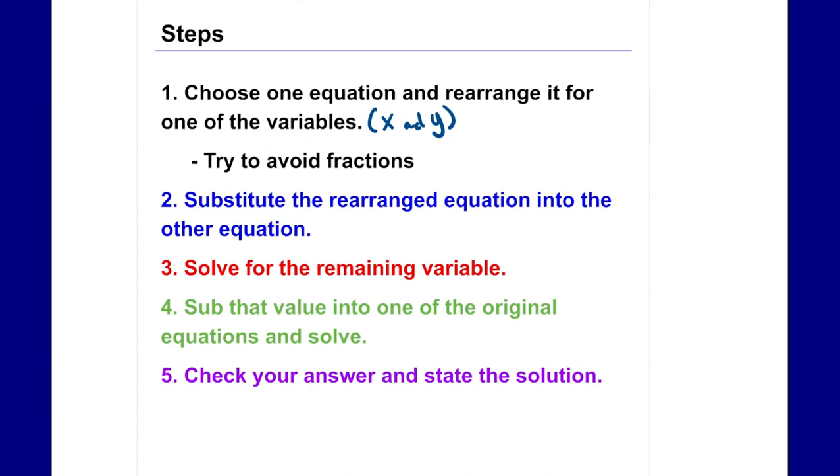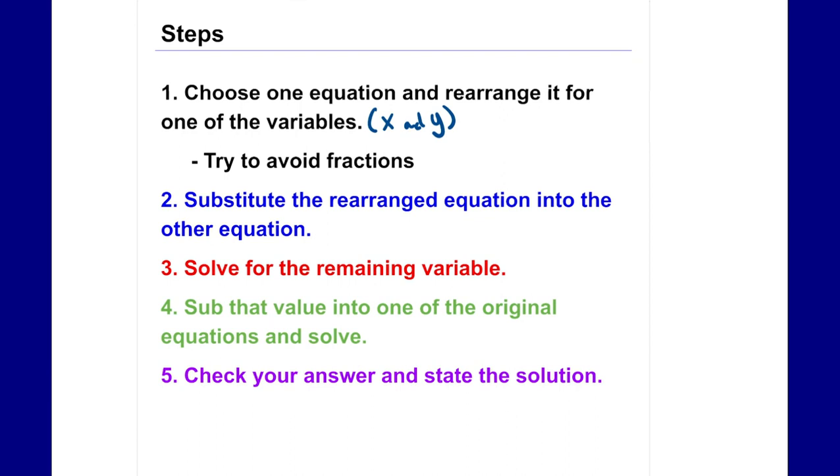When you're rearranging, you want to try to avoid fractions. What we mean by that is basically the variable you're trying to rearrange for probably shouldn't have a value in front of it. It should just be the variable on its own. And again, when we walk through the examples, I'll point that out.